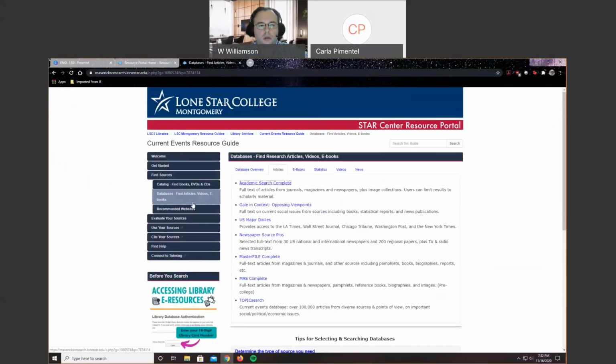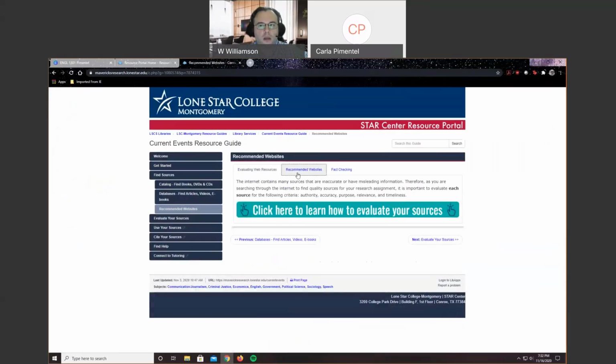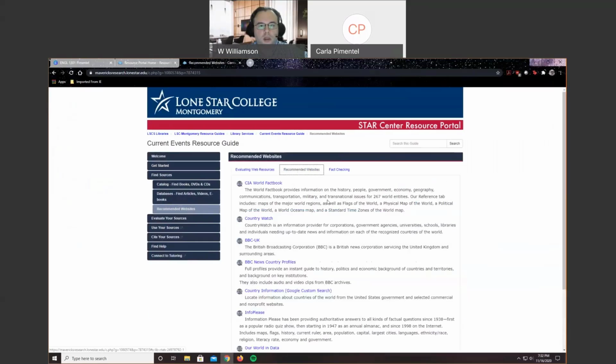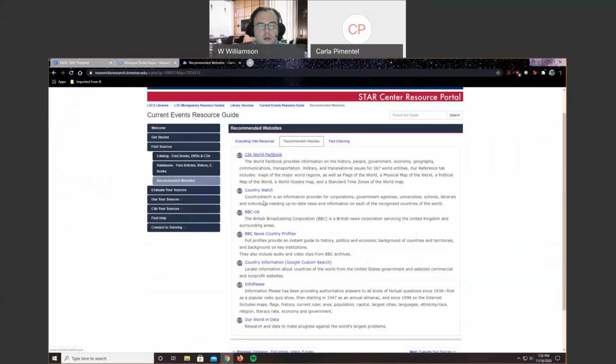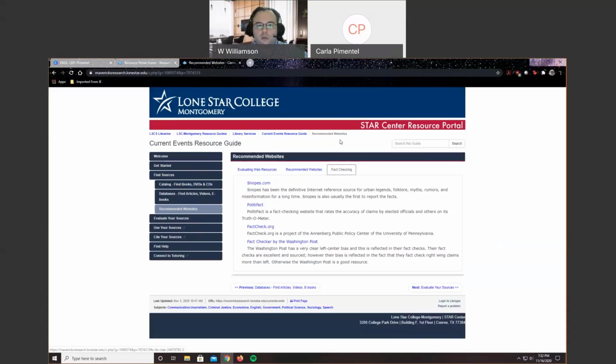And next I want to go ahead and look at this tab right here that says recommended websites. And you can see in each of these cases we have various websites that we think are going to be helpful, provide statistical information for the subject area that we're looking at. And a lot of times we'll also link in fact-checking websites as well if we find those to be pertinent to that subject area.